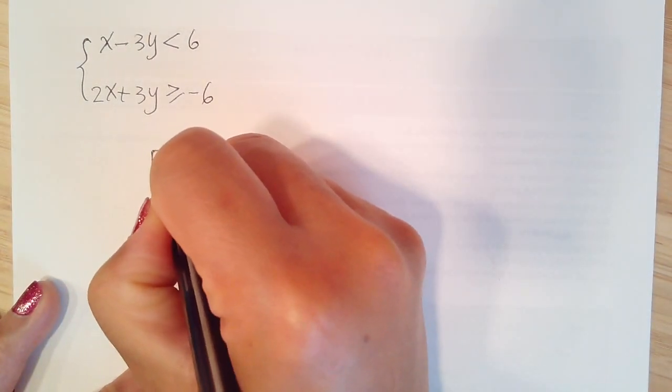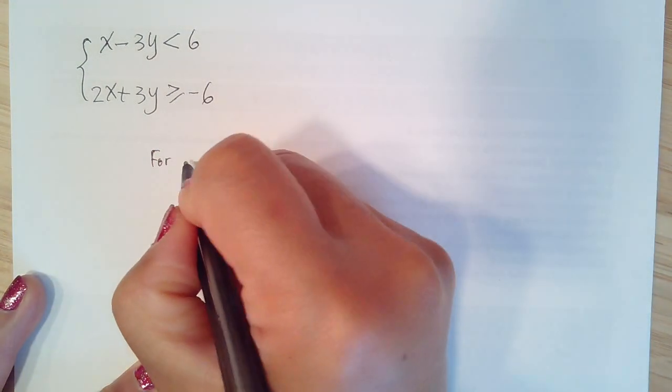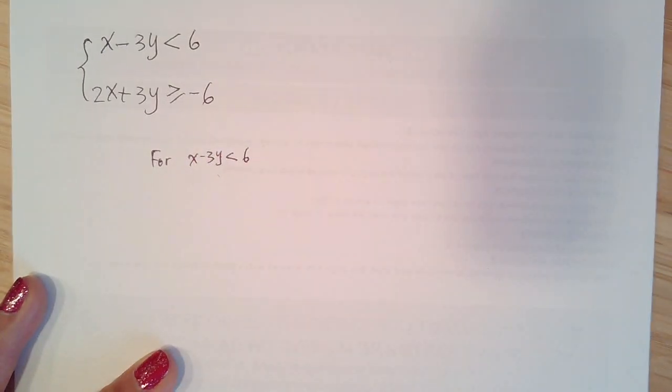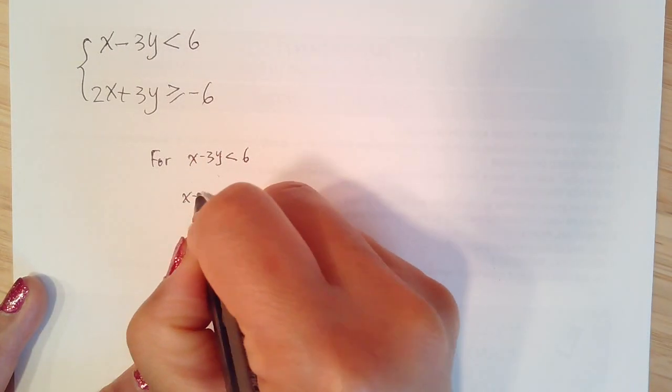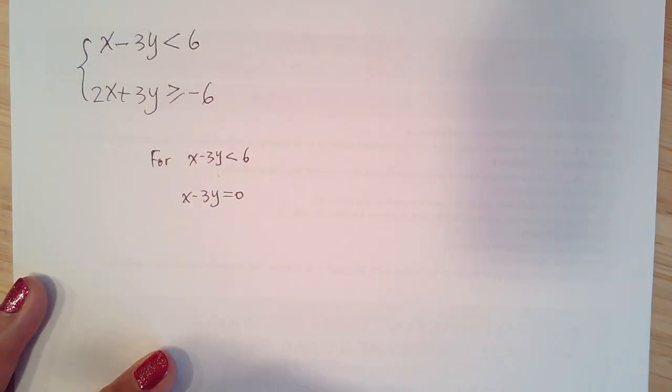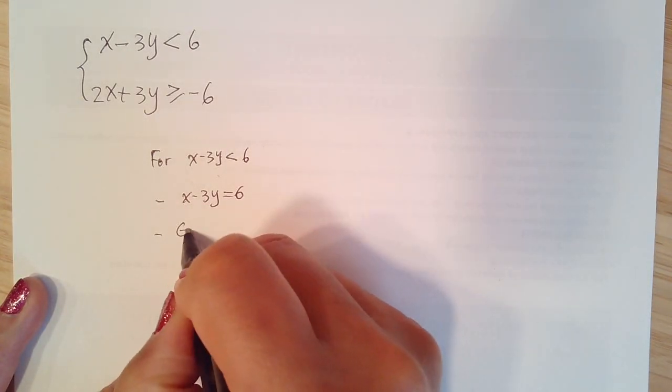So for the first one, x minus 3y less than 6. Always remember the 4 steps. The first one, I'm going to write this as equal, and equals 6. And the second one, I'm going to graph.